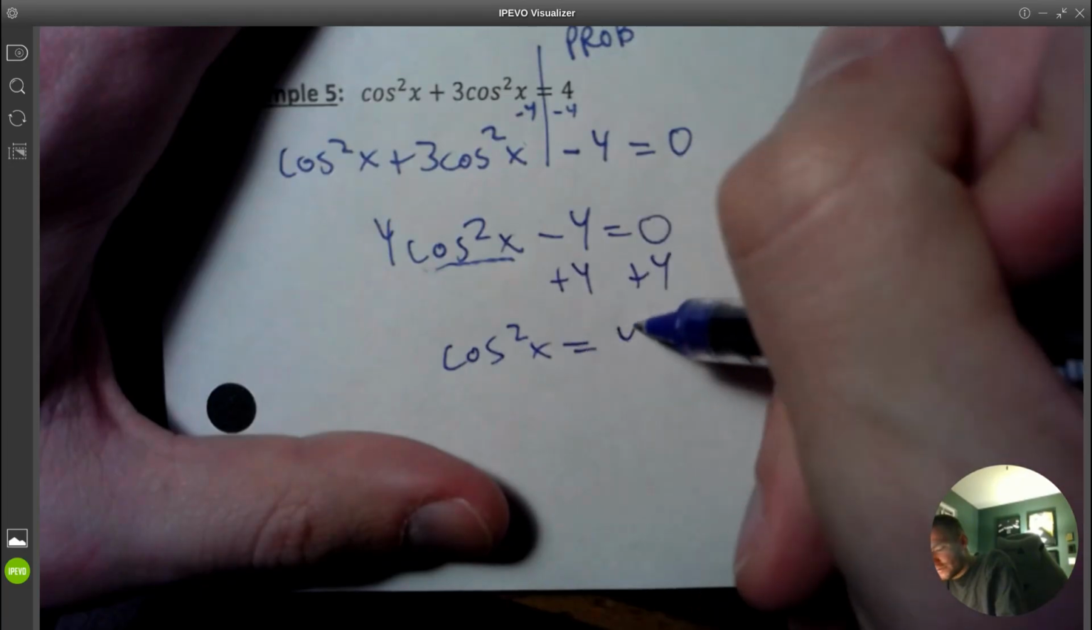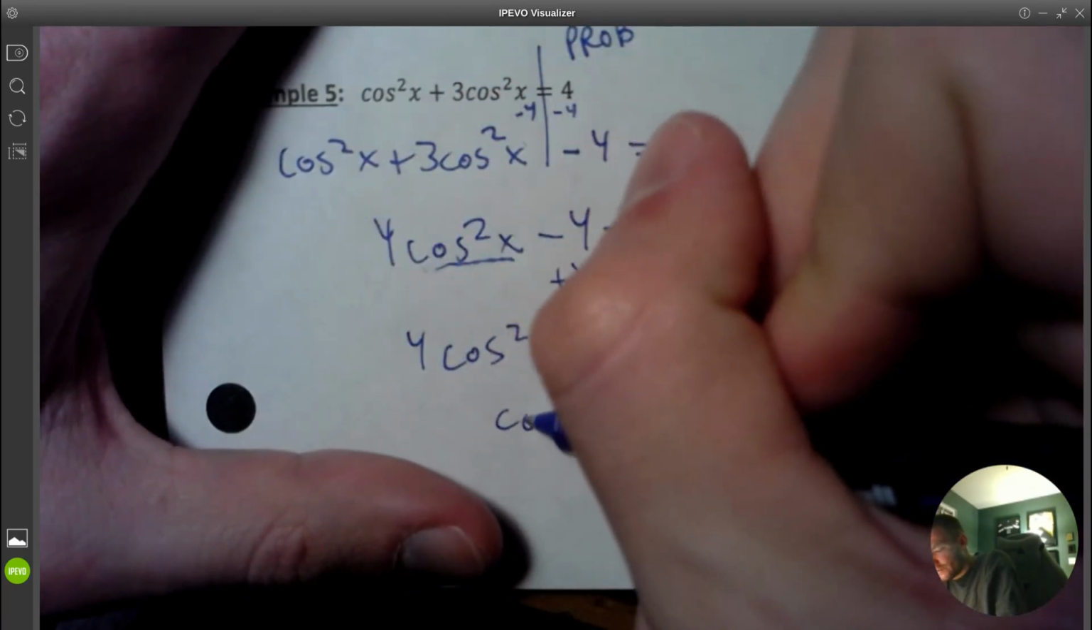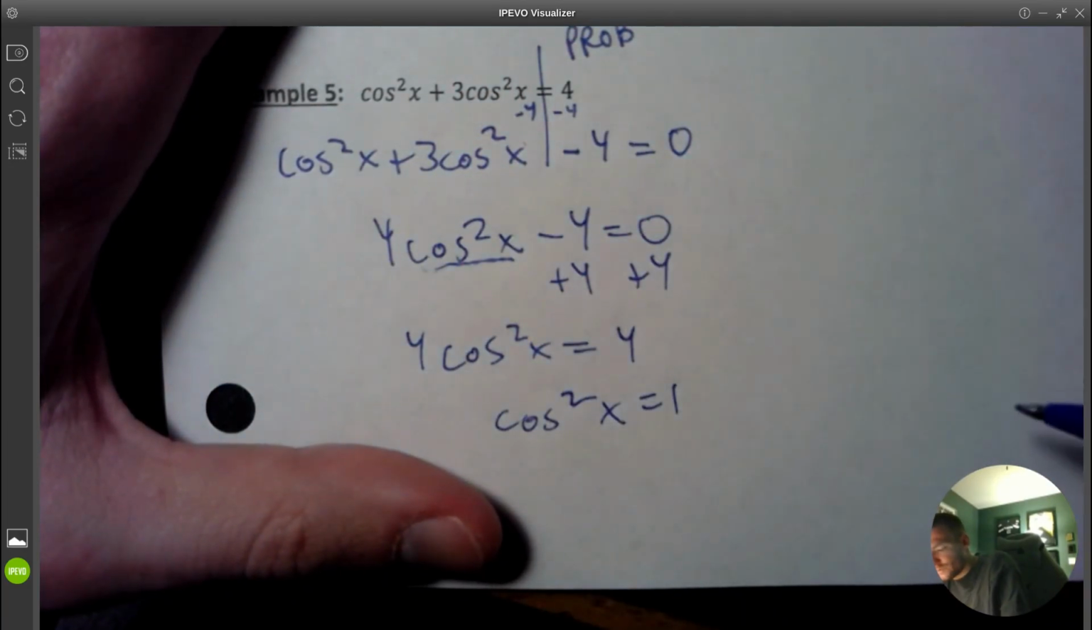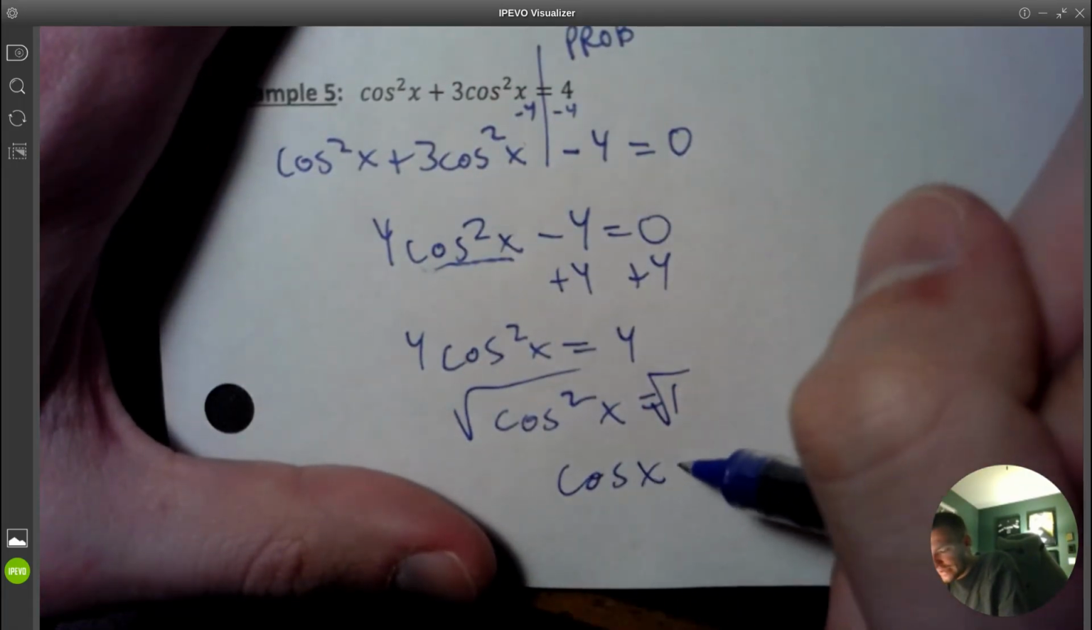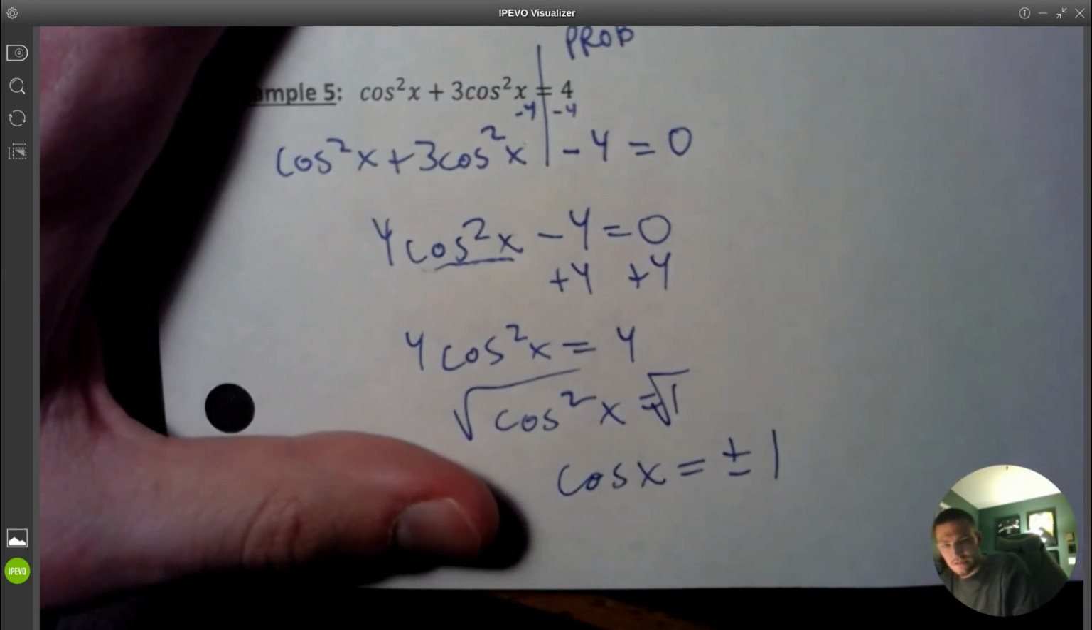Cosine squared x equals 4. And then I'm going to divide by 4. Cosine squared x equals 1. And then I'm going to square root both sides. Cosine x equals plus or minus 1.